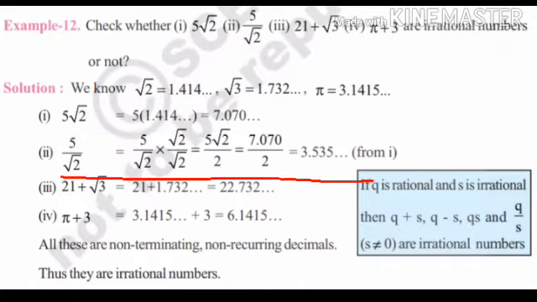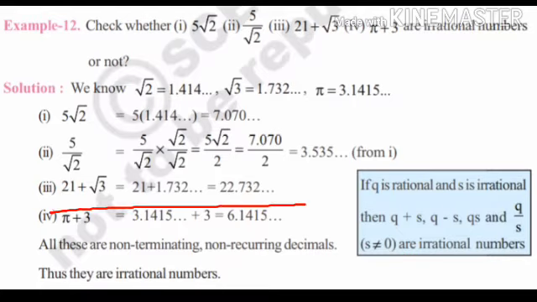Solution for the second question, 5 by root 2 is equal to 5 by root 2 into root 2 by root 2. Here numerator and denominator are multiplied by root 2, that is equal to 5 root 2 by 2, since root 2 into root 2 is equal to 2. The 5 root 2 value is 7.070 by 2. After division we get 3.535 and so on. Third question solution, 21 plus root 3 is equal to 21 plus, substituting the root 3 value, 1.732 and so on.